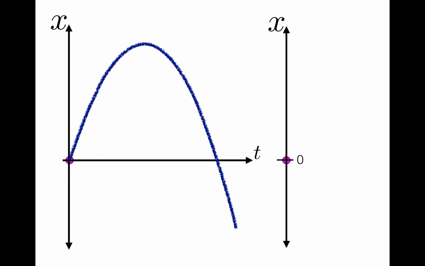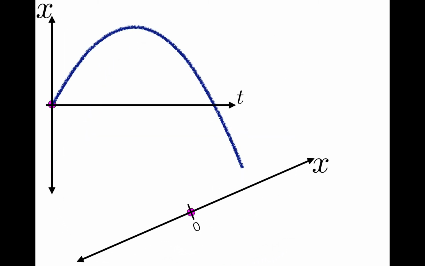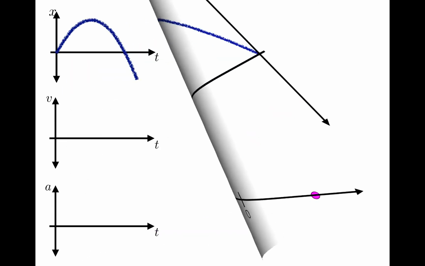Any time an object is projected vertically, without air resistance of course, the position versus time plot will look like this. You can also get a plot like this if a bead slides on a frictionless wire or a block slides on a frictionless ramp. Let's generate the velocity versus time plot for this motion.